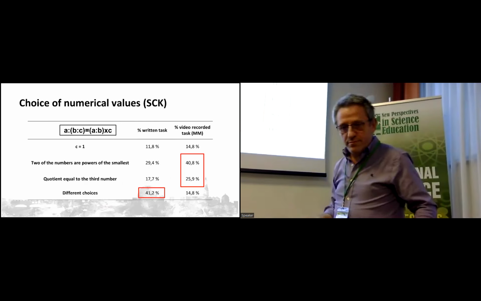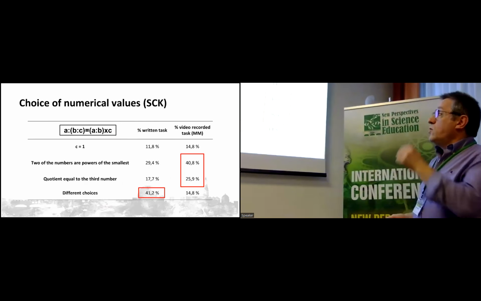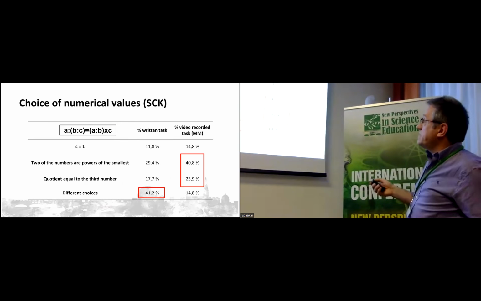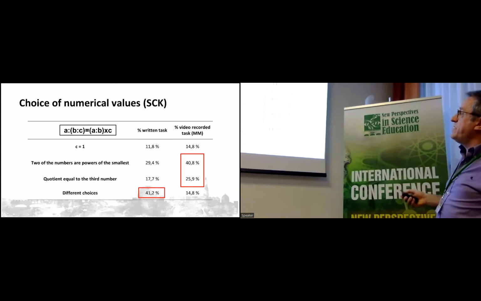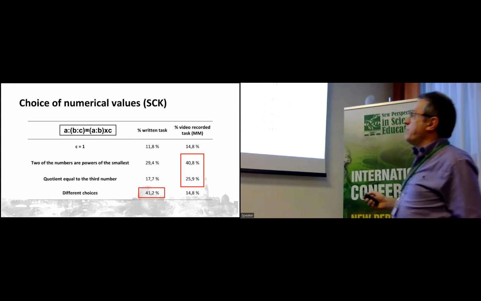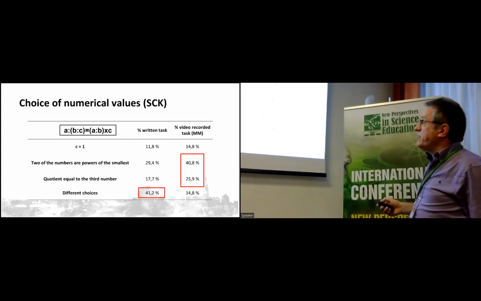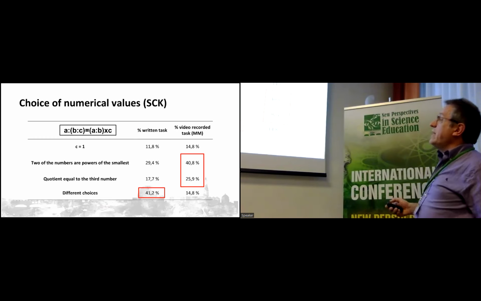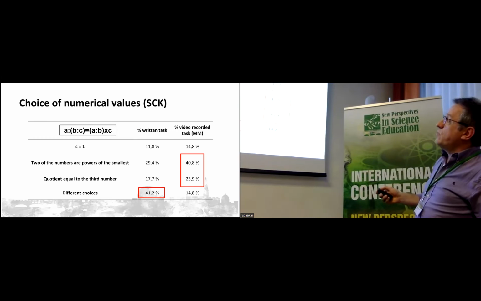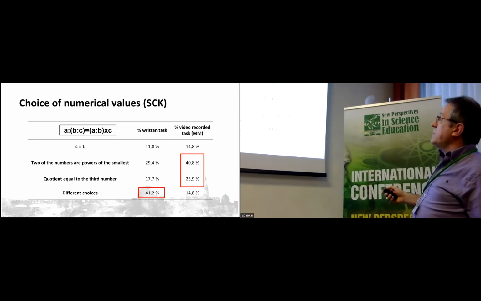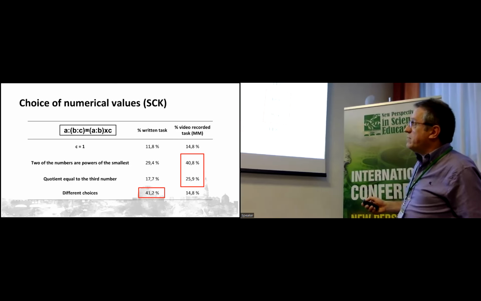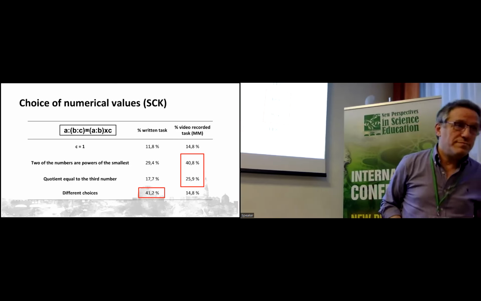Okay, here again. So, what have we found? Well, there's a column for the written task percentages, and a column for the video recorded task with manipulative materials. This is the main property, and these three categories are the way that most of our students choose the numerical values. These three are bad.